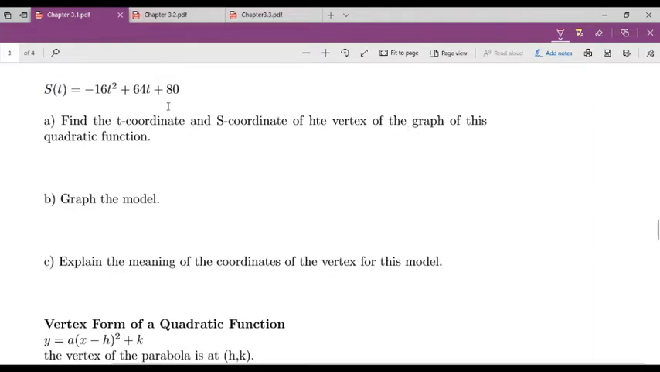Okay, so let's do this. Let's just go ahead to our calculator. We're going to graph this model. We'll find the vertex from the graph, and we'll talk about what the coordinates of that vertex mean for this model in this word problem. So let's go over to the TI.